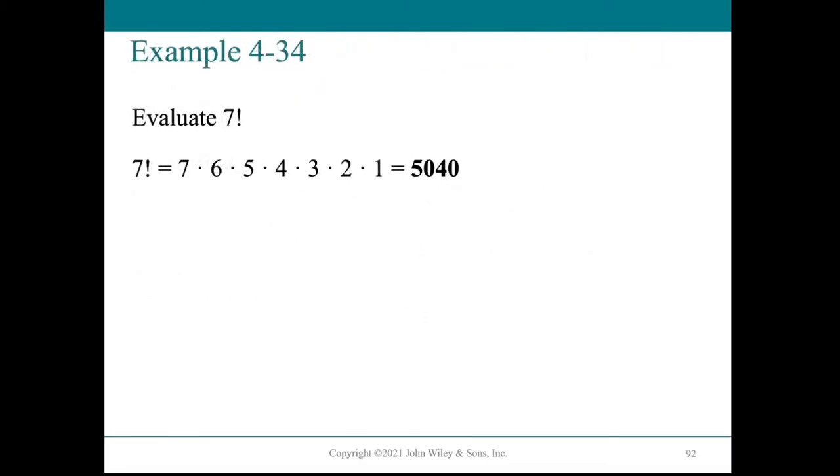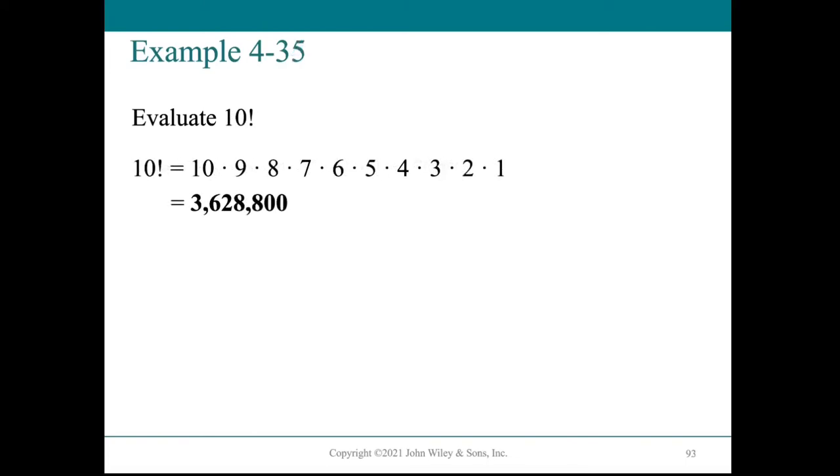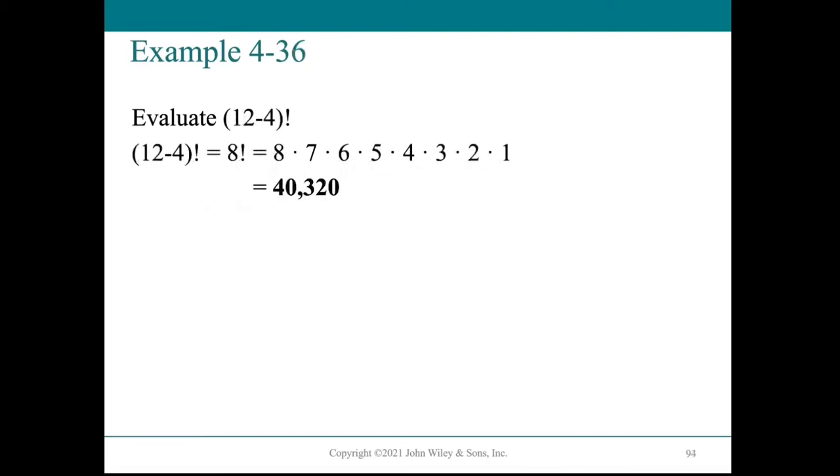Okay, let's look at 7 factorial. 7 factorial is equal to 7 times 7 minus 1, which is 6, 7 minus 2 is 5. So you count down until you get to 1. So 7 times 6 times 5 times 4 times 3 times 2 times 1. So that's your 7 factorial. For 10 factorial, again, start from 10 and count down, multiplying each digit counting down from 10. So that's your answer.